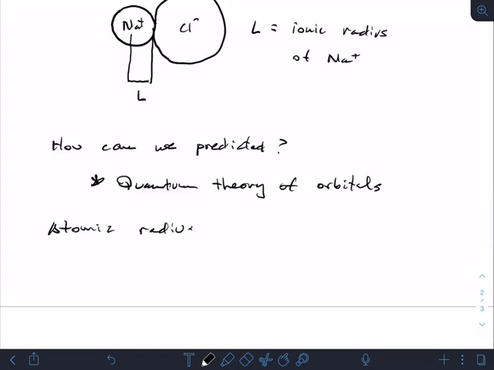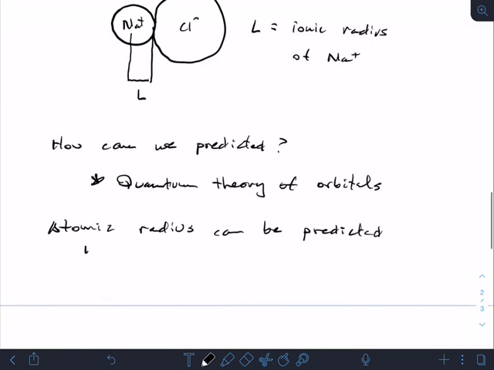So the idea here is that the atomic radius can be predicted by the size of the outer orbitals.